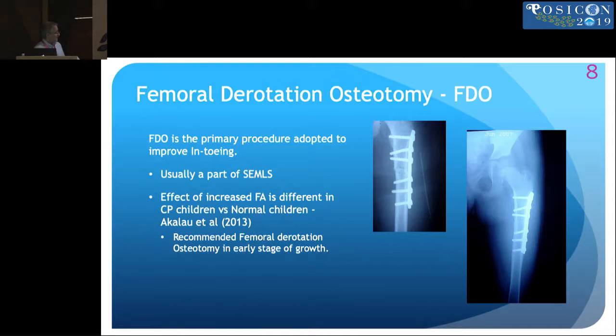So the answer is a femoral derotation for internal hip rotation, and it's the primary procedure adopted to improve the in-toeing. Usually it is a part of single event multi-level surgery, and this gentleman, Akalau, produced a paper, and he showed how increased femoral anteversion is different in cerebral palsy children. That means the effect of increased femoral anteversion is enhanced in cerebral palsy as opposed to normal kids. And he actually recommended that you should do a femoral derotation quite early in growth and not wait for the full lever arm dysfunction to develop.